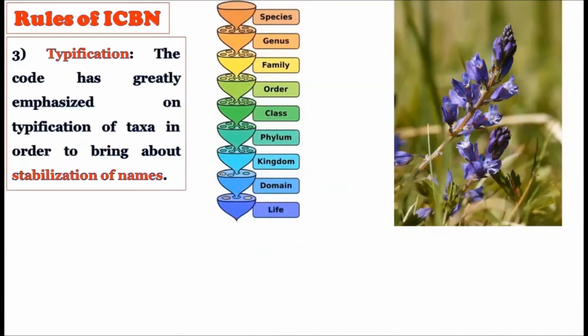See, the third one is typification. See, the code has greatly emphasized the typification of the taxa in order to bring stabilization of the names. Okay, this particular rule of the ICBN, typification, is given in the code for what purpose? For the stabilization of the names. Okay, the name should be stable, it should not change. And for the stabilization of the name, various kinds of typification are given. Okay, now let us consider them.